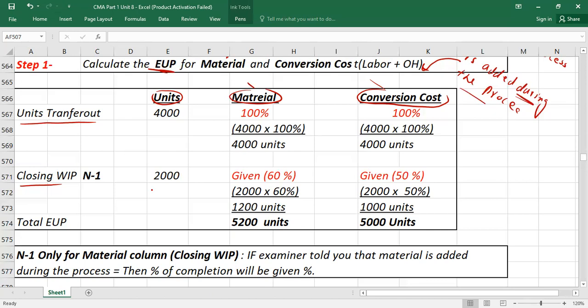I told you about equations. If transfer out is not given, how can you calculate it? And if closing is not given, how to calculate it? Those equations will work. I'm assuming we have here transfer out units, how much? 4,000. And we have closing work in process units, how much? 2,000.